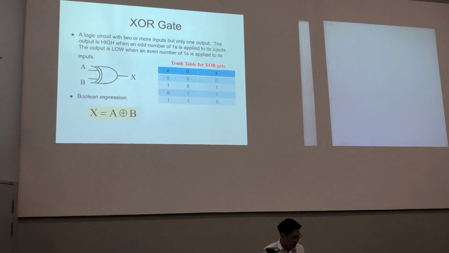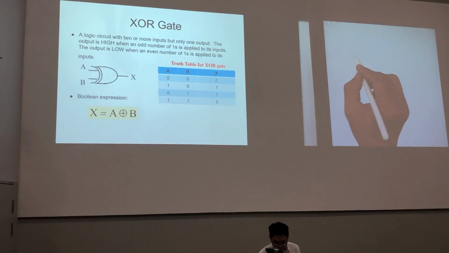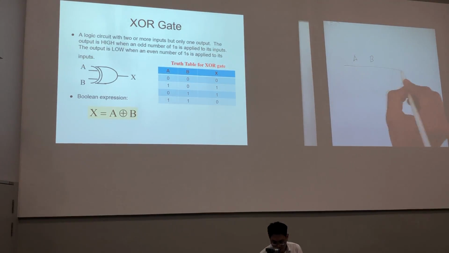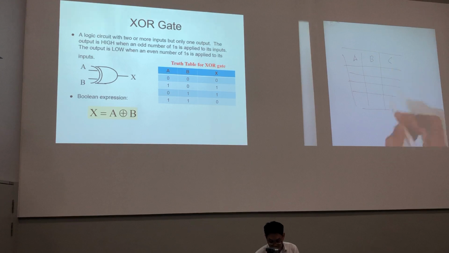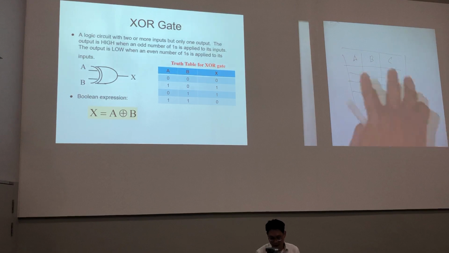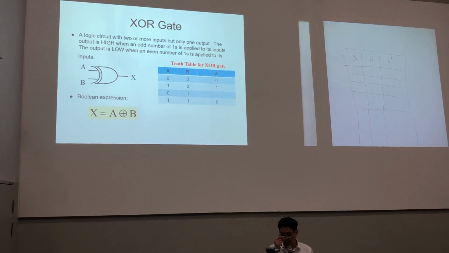Just now I said the XOR gate, right? We have A and B, this one I got 4 rows, 1, 2, 3, and 4, right? If I have another C, I should draw how many rows? All the way down to 8, right? And this 8 number you can copy from the table.